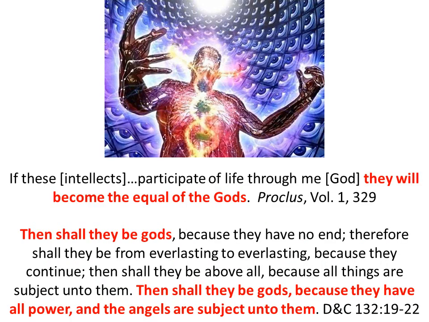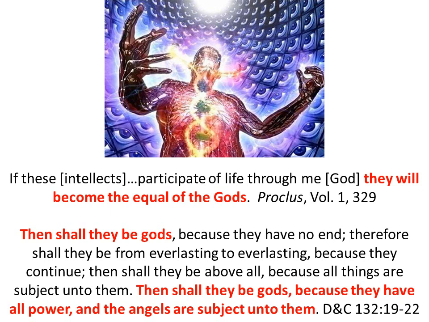Okay, the next idea out of the Proclus is the idea of men becoming gods, which is called theosis. First passage here out of the Proclus says, "If these intellects participate of life through me," that's God, "they will become the equals of the gods," so they can become a god. And there is a similar idea in the book of Abraham, but it's not specifically said that you can become a god, but in D&C 132 it does say that, so I use D&C 132 instead.